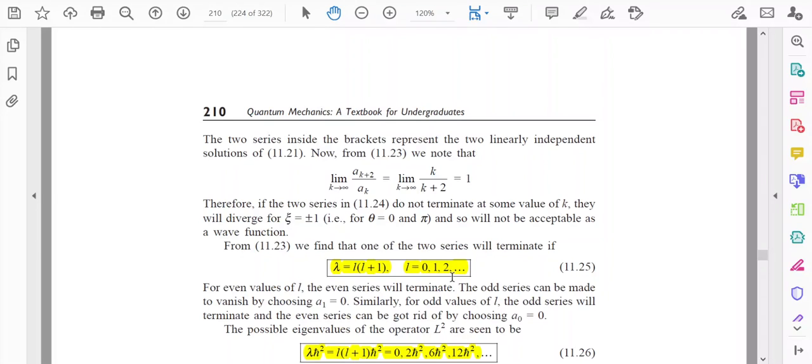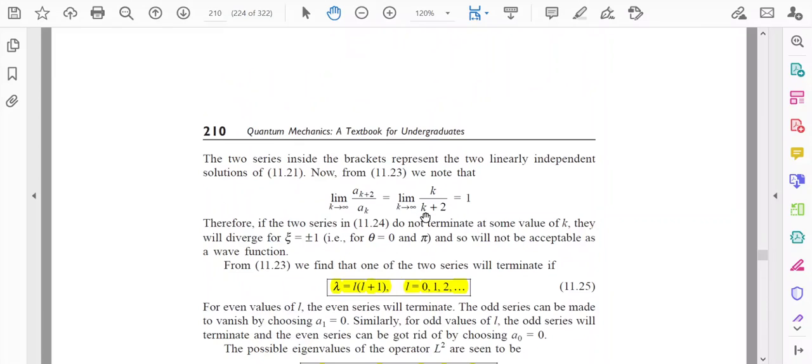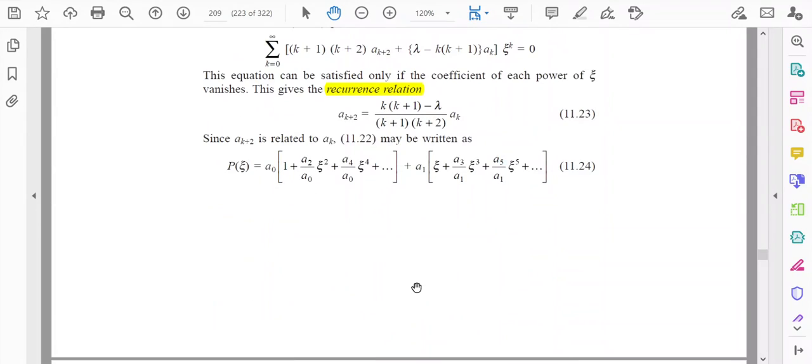If we look carefully at the structure of the recurrence relation, we can easily say that for even values of L, the even series will terminate. Actually, P zeta consists of two different independent solutions. So for even values of L, only the even series will terminate. But there are two different series. So if the even series terminates, how to terminate the odd series? Then you have to choose a1 equal to 0, so that this series will also vanish.